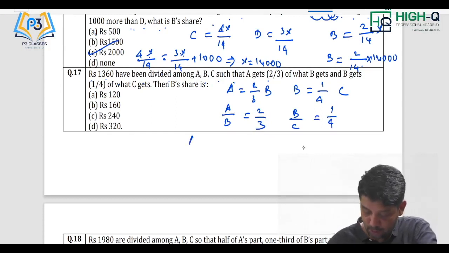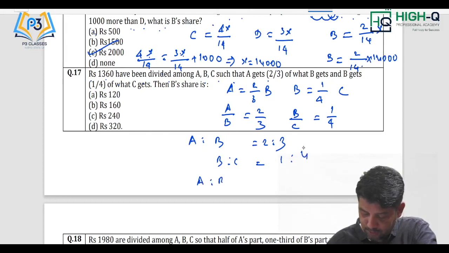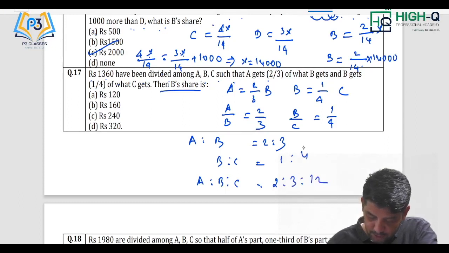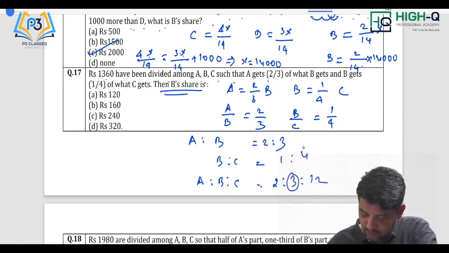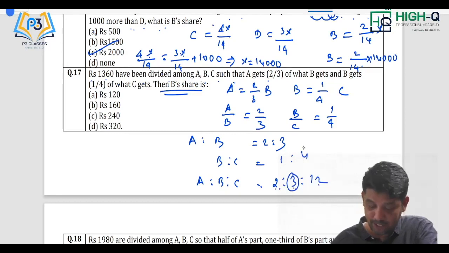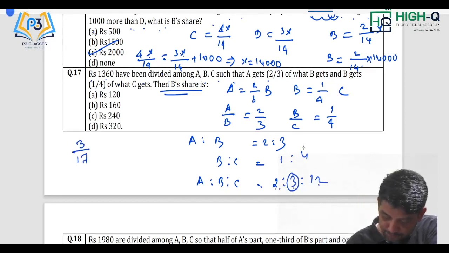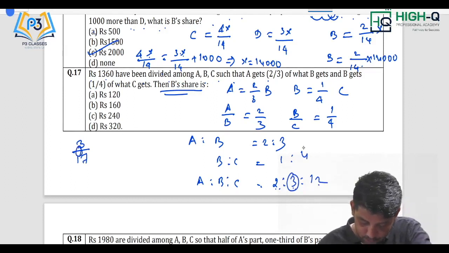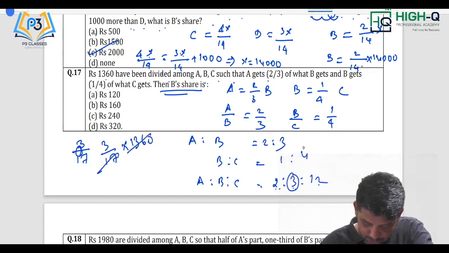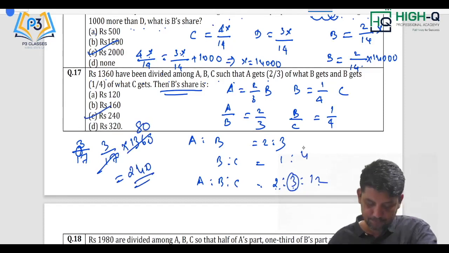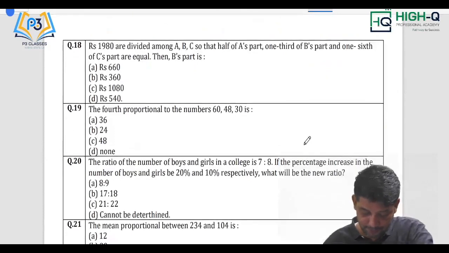We can say that. So, A is to B is 2 is to 3. B is to C is equal to 1 is to 4. So, what is A is to B is to C? 2 is to 3 is to 12. The question is, what is B's share? Total 17 rupees means B should get 3 rupees. Is it 3 by 17? But the question is, 1360 is given, na? So 3 by 17 into 1360, 80 times, so 240 rupees. 240 rupees.